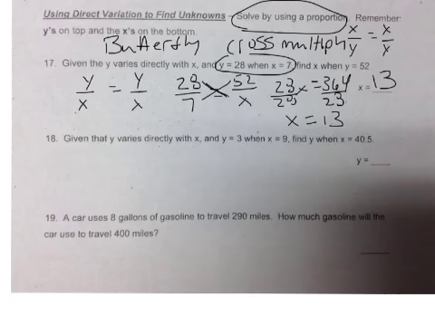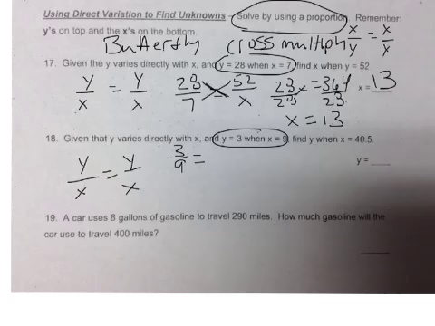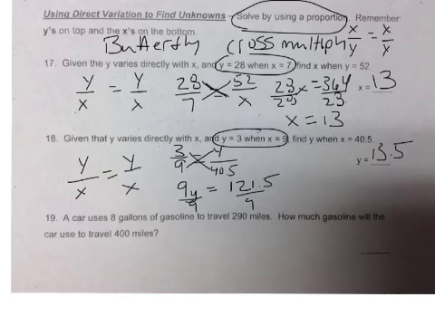And number 18, we're going to go about the same way. Y over x, y over x. So 9 and 3 go together. And then we don't know y, and we know x is 40.5. So we cross multiply, usually go to the letter first, so that's 9y. 3 times 40.5 is 121.5. When it's beside it, we divide it, so divide both sides by 9. And we get that y is 13.5.